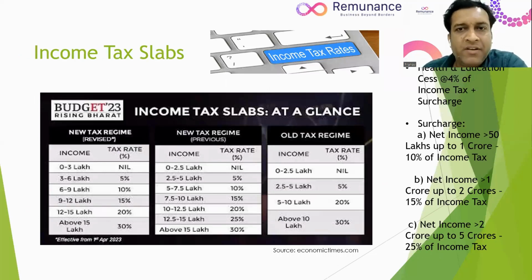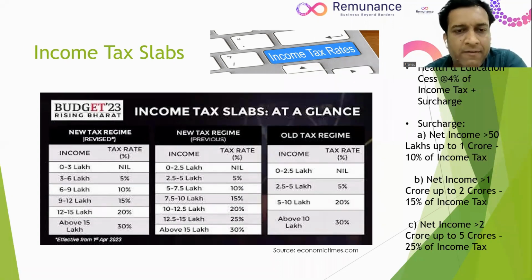Yes, so we are interested in the slabs, right? These are the slabs on the left-hand side, the new tax regime for this year, starting from 1st of April. These are the 3 lakh differential slabs. Every slab is increasing after 3 lakhs. So these are the rates: 5%, 10%, 15%, like that.